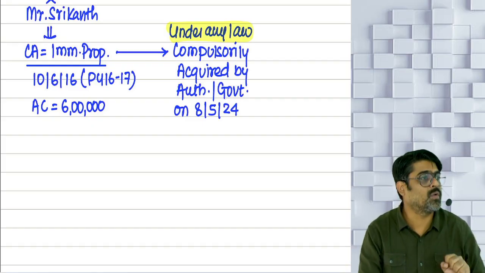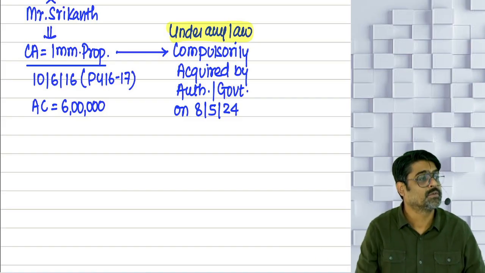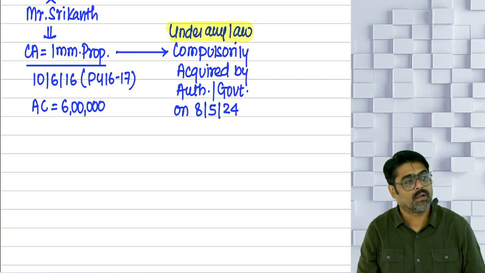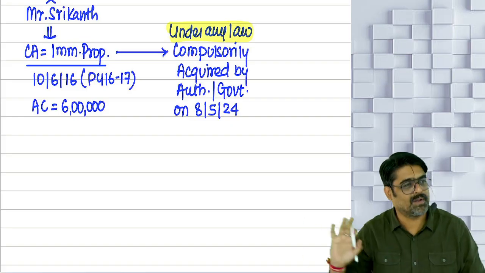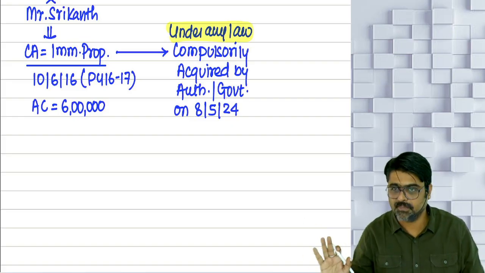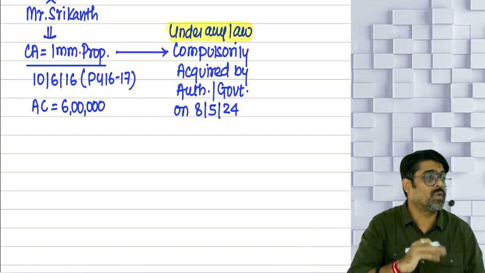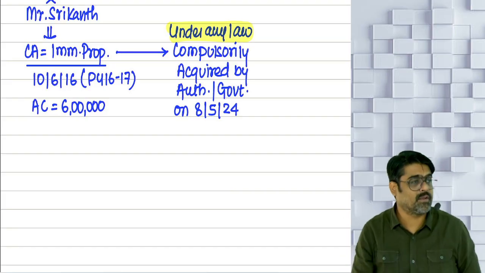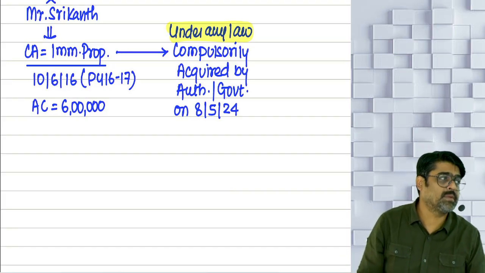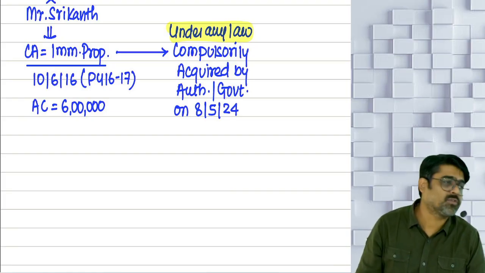Give your property to us. We'll demolish and we'll widen the road. Yes or no? So if he is not ready to give that property, then he doesn't have any choice. The government will take away that property from him, because this is happening under law. So the law is giving the right to the authorities or to the government to take away the capital asset from the assessee. Now the assessee will ask for compensation.